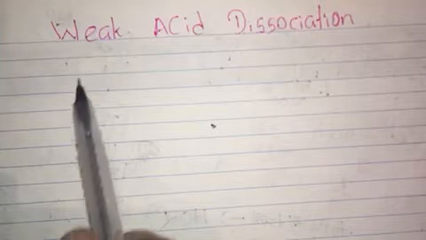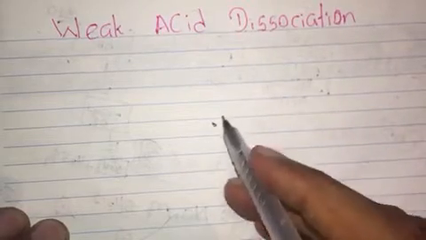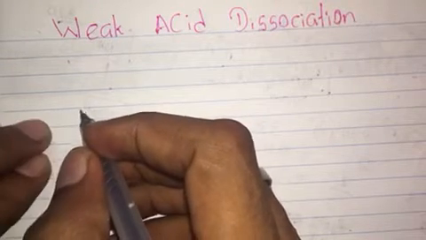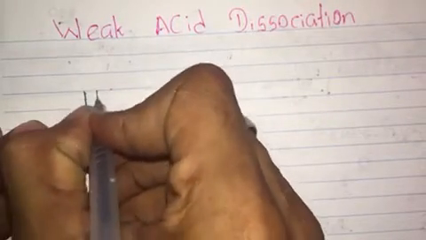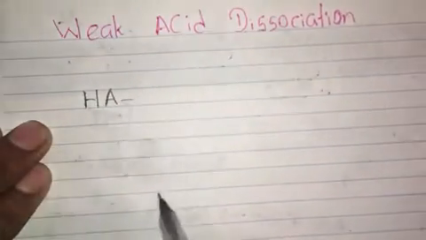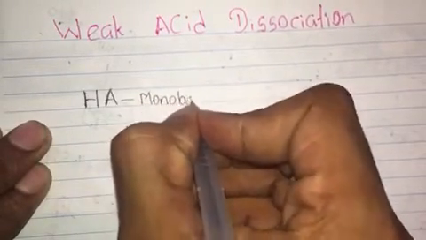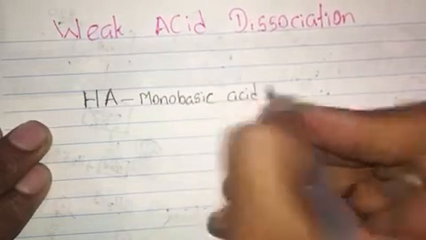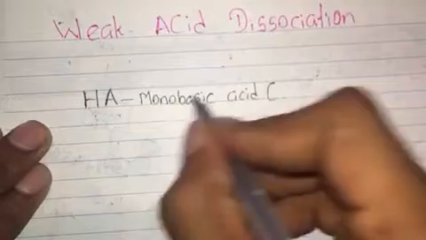Today we discuss weak acid dissociation. First, let's see the common formula for acid. Normally we use the HA formula to represent a monobasic acid. HA represents a monobasic acid.